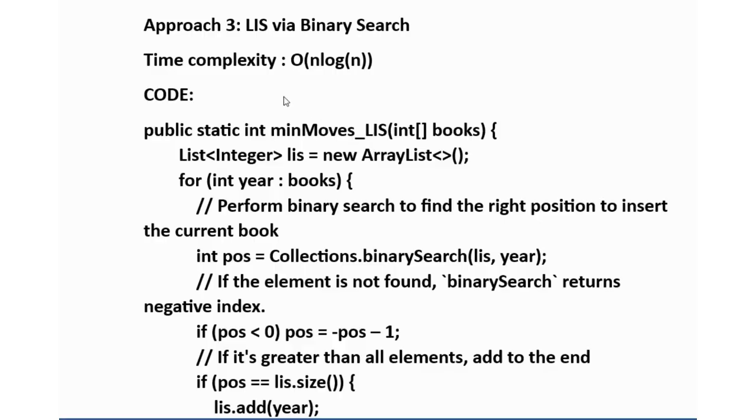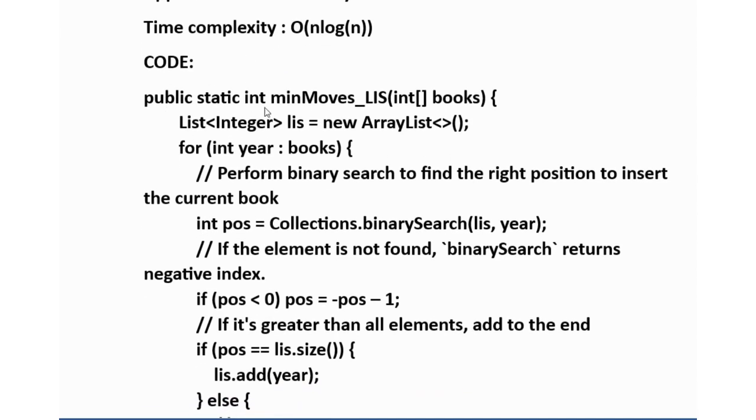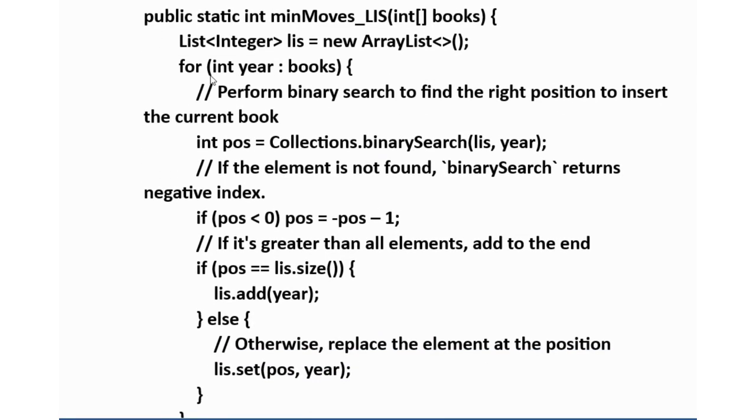As for the approach 3, we'll be using the same thing but using binary search. So for the code, we'll be having a method min moves which will be taking input the array books. Now we'll be performing binary search to find the right position to insert the current book. We'll be iterating through the entire array books, and we will be checking for each element the position.